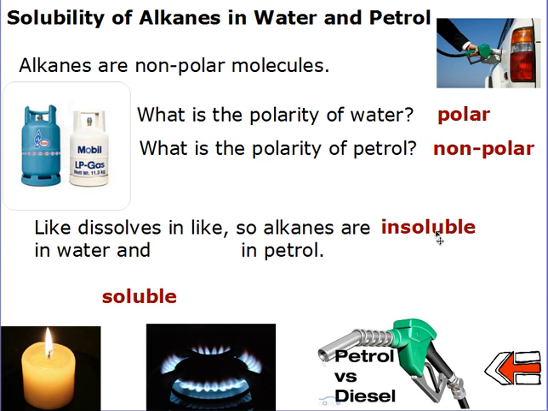What about in petrol? Alkanes are soluble in petrol because petrol is basically made up of alkanes. So we've got like dissolves like. The petrol has alkanes in it which have weak intermolecular forces, just like any other alkane. And that means other alkanes can dissolve in petrol because they can disrupt the forces between the molecules and mix in through the petrol and dissolve into it.